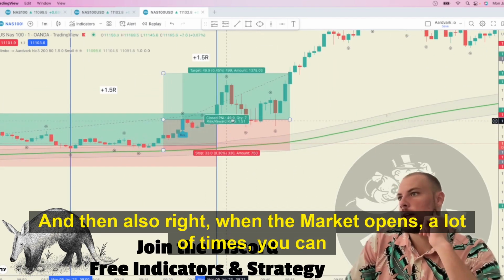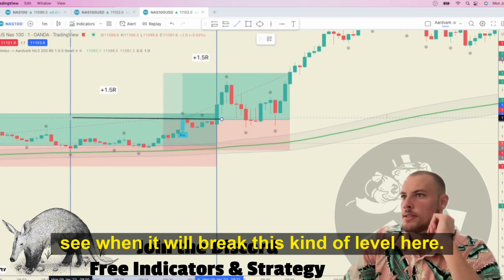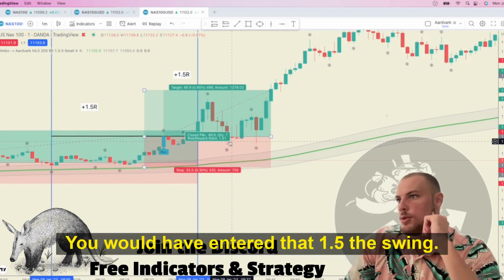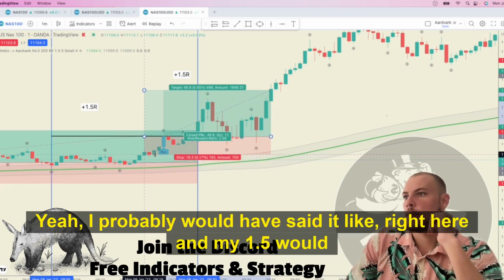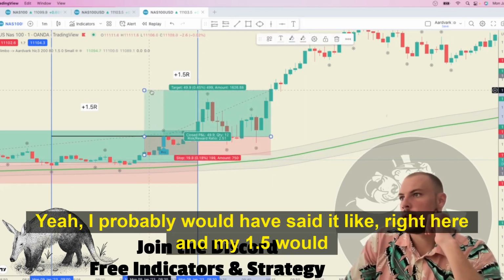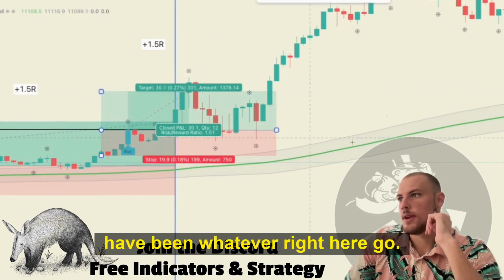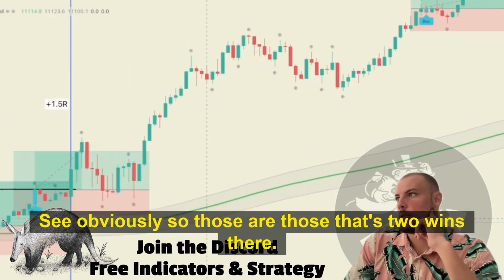And then also when the market opens, a lot of times you can see when it'll break this kind of level here, it indicated a buy. You would have entered that, 1.5. The swing low is all the way down here. Again, I probably would have set it right here. And my 1.5 would have been whatever, right here. You'll see, obviously. So those are those.